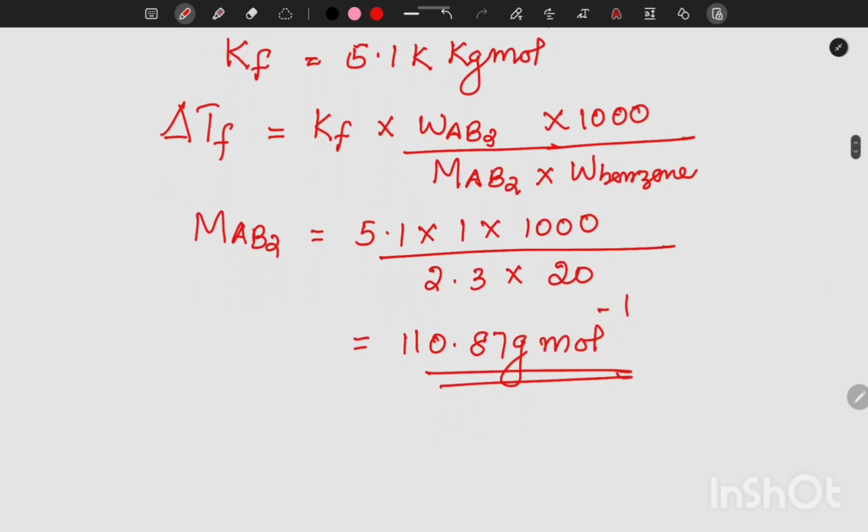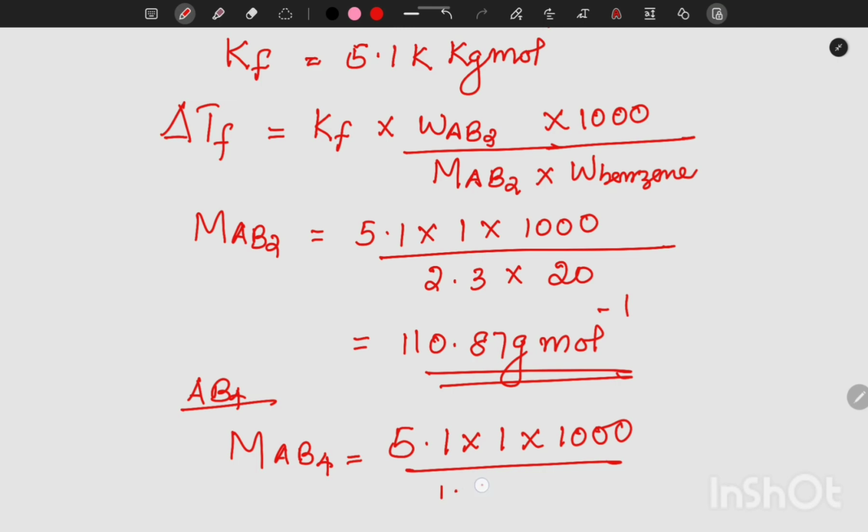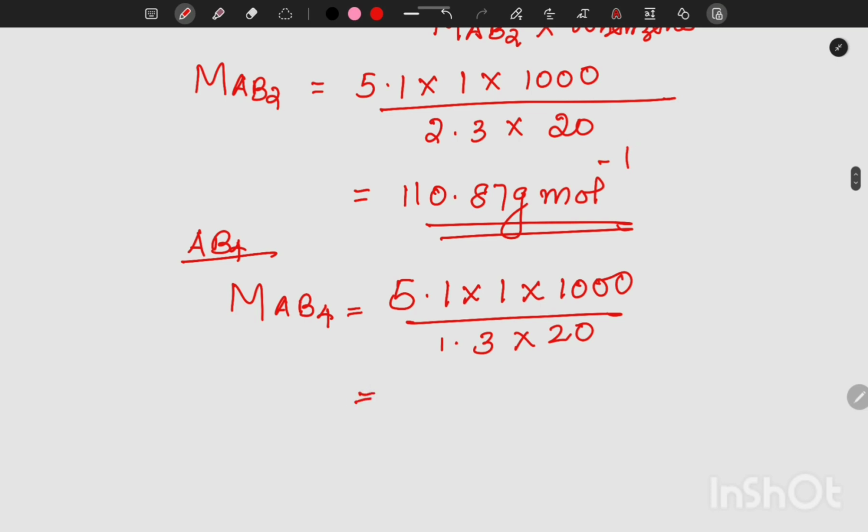Similarly, we can do for MAB4 also. Molar mass of AB4 is equal to, only we have to change the depression in freezing point. Kf is same for benzene, mass of solute is same, into 1000 divided by 1.3 into 20. When we simplify this, we will get 196.15. Now, we got molar mass of AB2 and AB4.